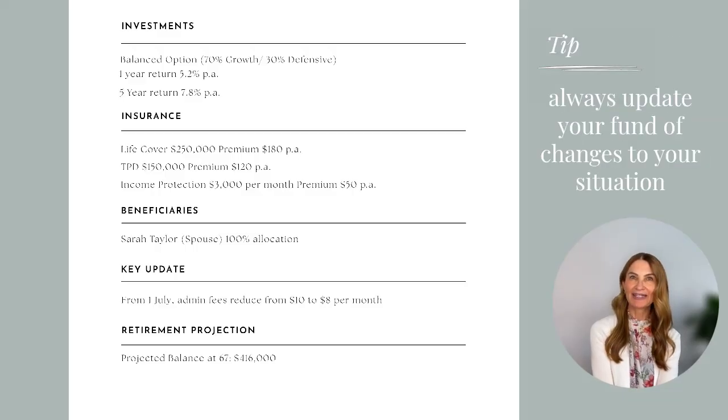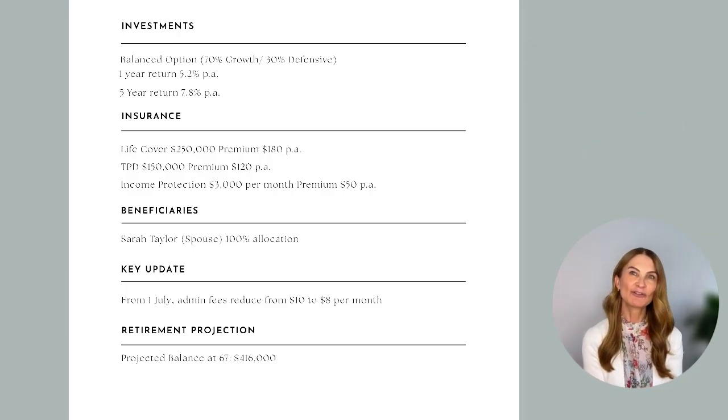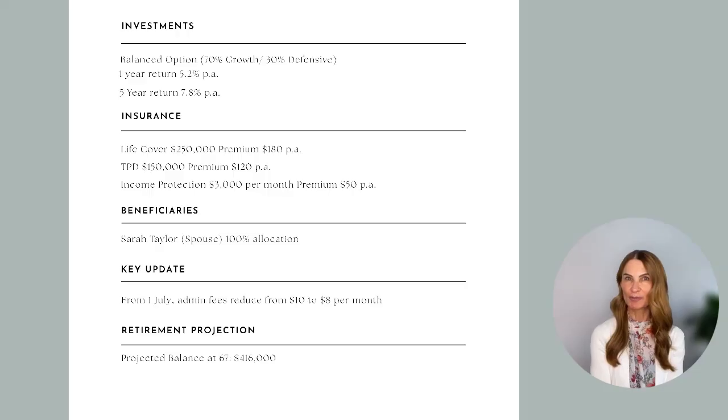So the tip here is to update this whenever your circumstances change, such as marriage, children, divorce. So remember, unless you've got a valid nomination in place, the SIS Act determines who gets your super, not your will.